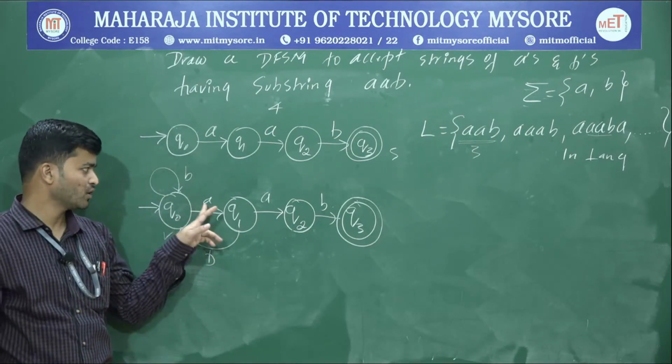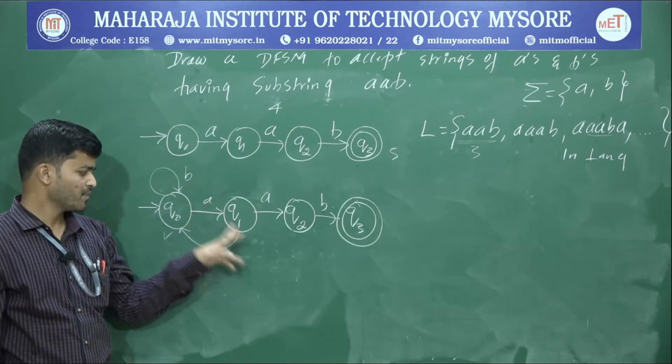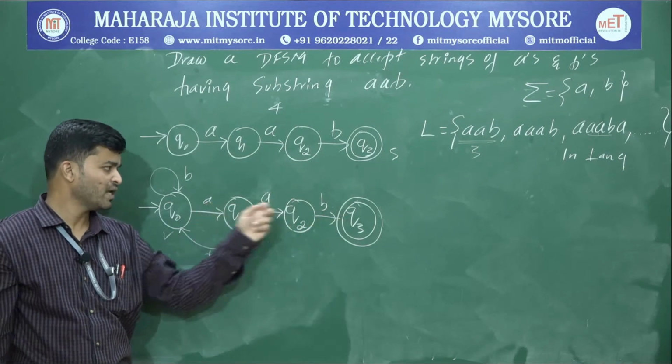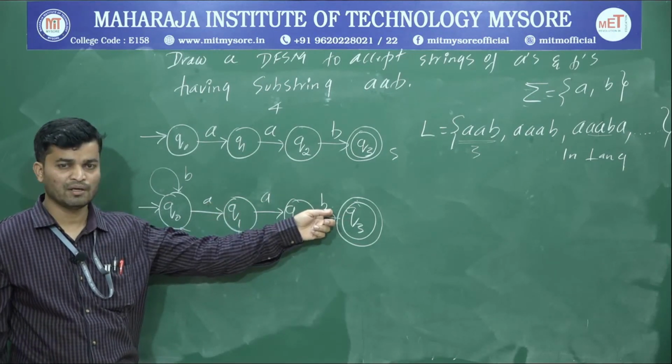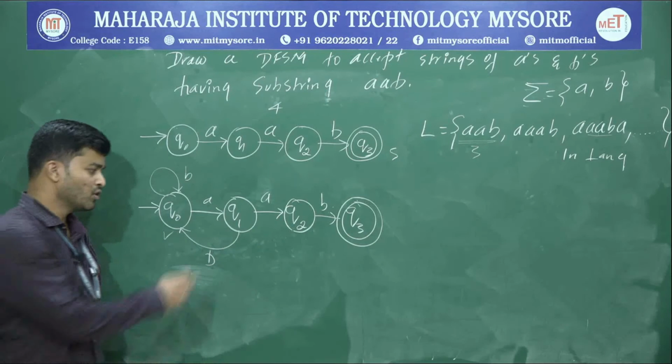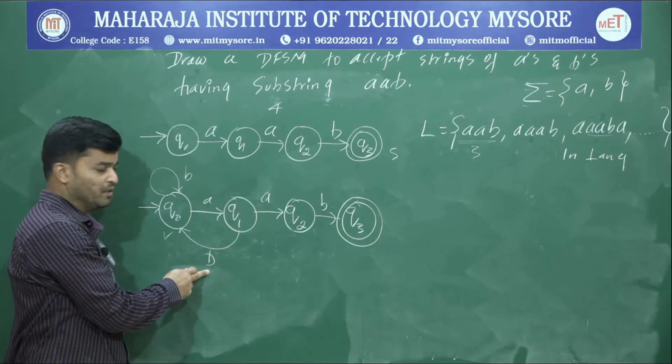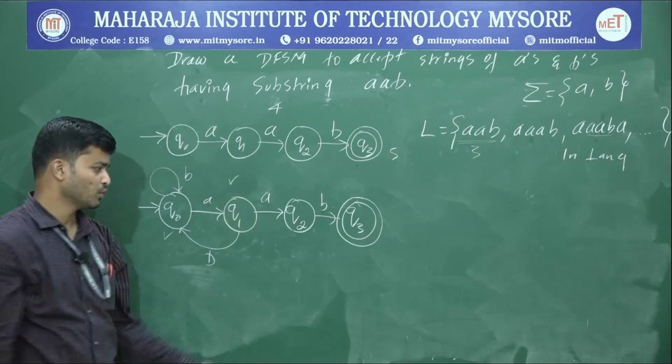Just observe here: I will get a number of B's, A, then B, and before going to the accepting state, it will accept AAB. So having the substring AAB, that's a valid option. So Q1 is also over, because there is a path for A and there is a path for B.